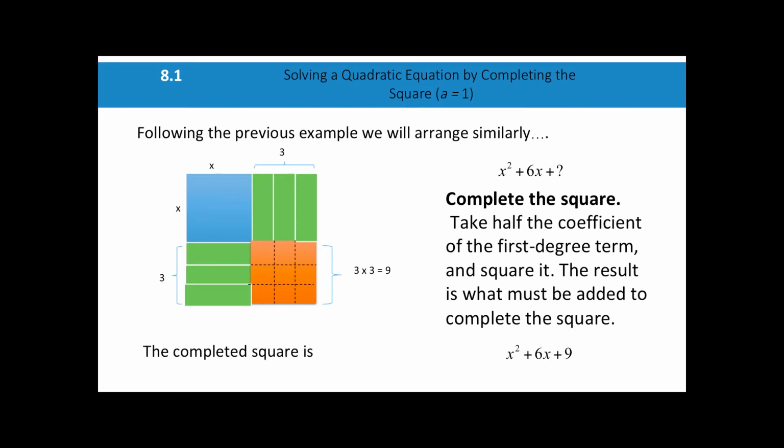The completed square is, so how has our size changed? It went from x to x plus 3 and x plus 3. So the completed square is x plus 3 squared.